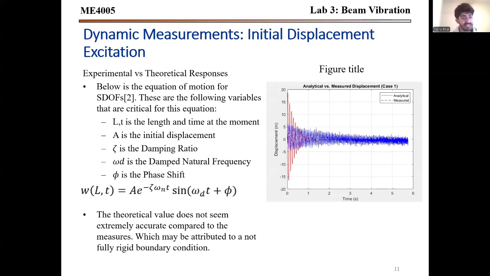Initial displacement excitation, experimental versus theoretical. Below is the equation of motion, and these are the following variables that are included in this calculation. And the theoretical value does not seem to actually be extremely accurate compared to the measurements below.